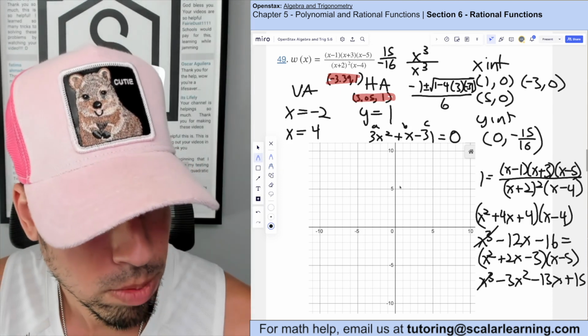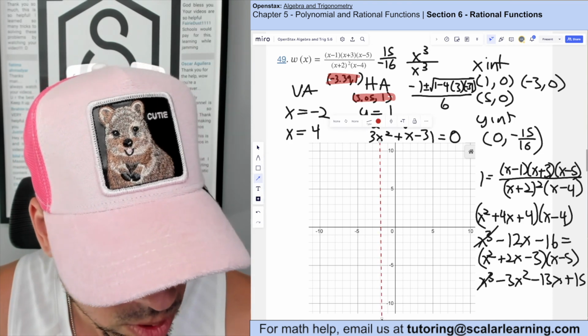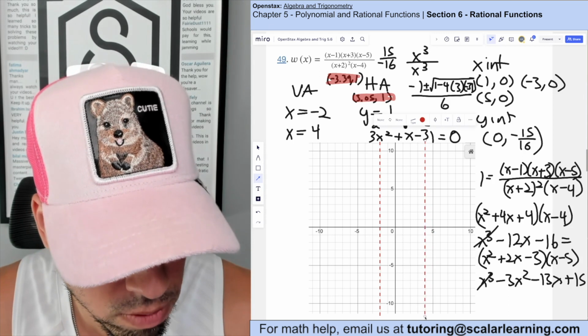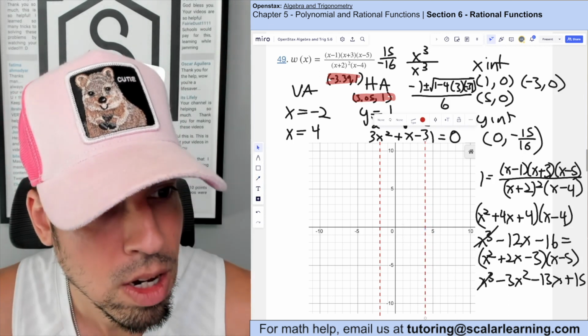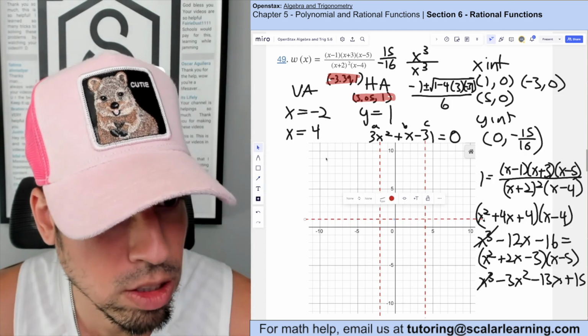Let's do it. So first I'm going to start with the vertical asymptotes. We have one at x equals -2 coming straight down. We have another one at x equals +4 coming straight down. Those are the vertical asymptotes, hence vertical lines. Then we got a horizontal asymptote at y equals 1, like so. So that looks pretty good.